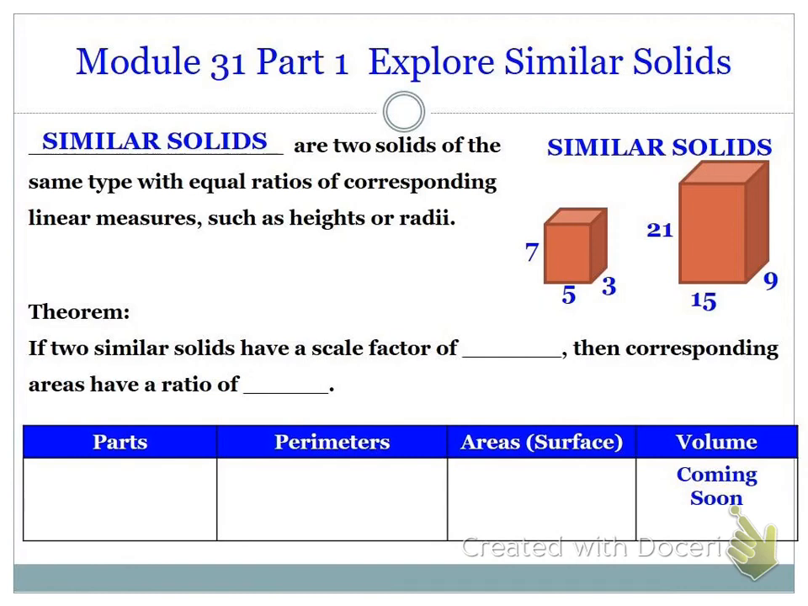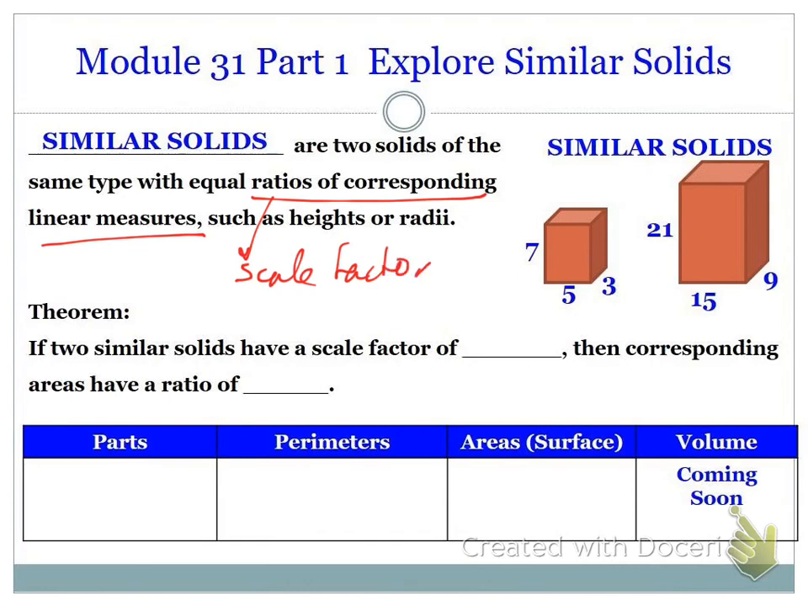So first off, definition, similar solids: two solids of the same type with equal ratios of corresponding linear measurements, such as heights or radii. So equal ratios of corresponding linear measures. Any linear measure, right? As long as they're corresponding, they should be in the same ratio. That ratio is always the scale factor.